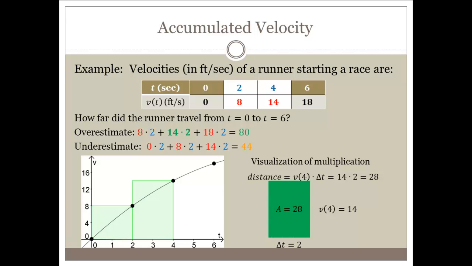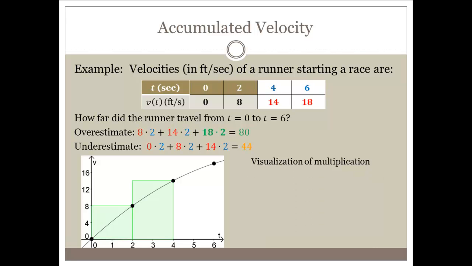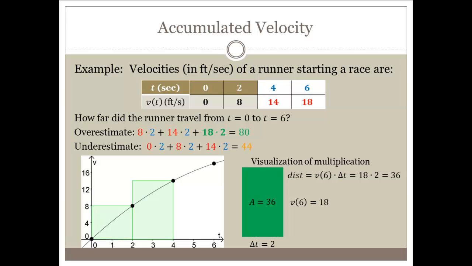Moving on to our last time interval, from 4 to 6 seconds, we calculated that the distance traveled was the velocity v of 6, which is 18, times the length of time, 2 seconds, for a total of 36 feet. Again, we can represent this with a rectangle, this time of height 18 and width 2, for an area of 36.